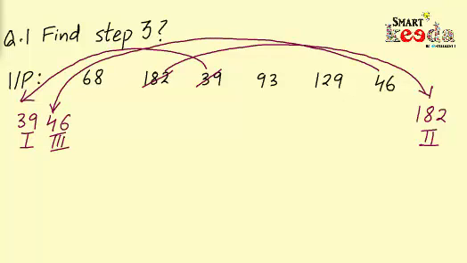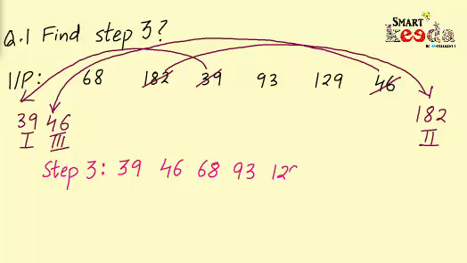As in the third step, 46 is being placed here, so we would remove 46 from here. We would read our third step as 39, 46, 68, 93, 129 and 182. Therefore, step 3 is 39, 46, 68, 93, 129 and 182. And as we can see, in this step all numbers are arranged in ascending order. Therefore, step 3 is the last step.